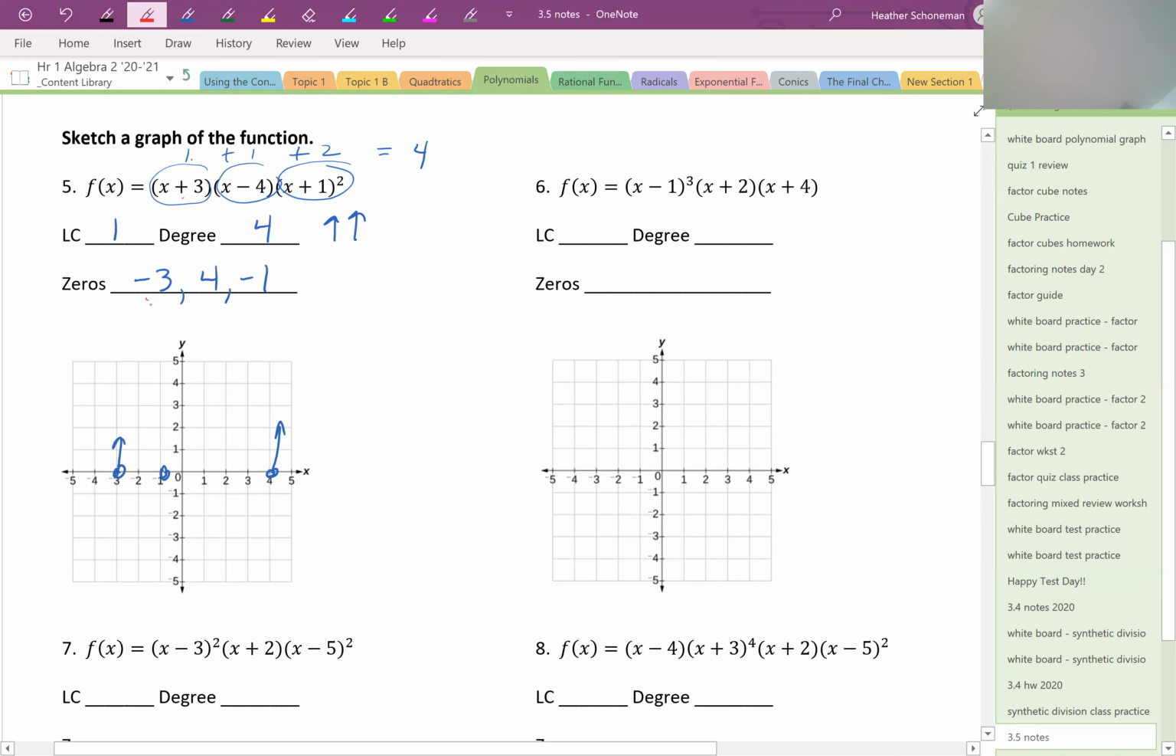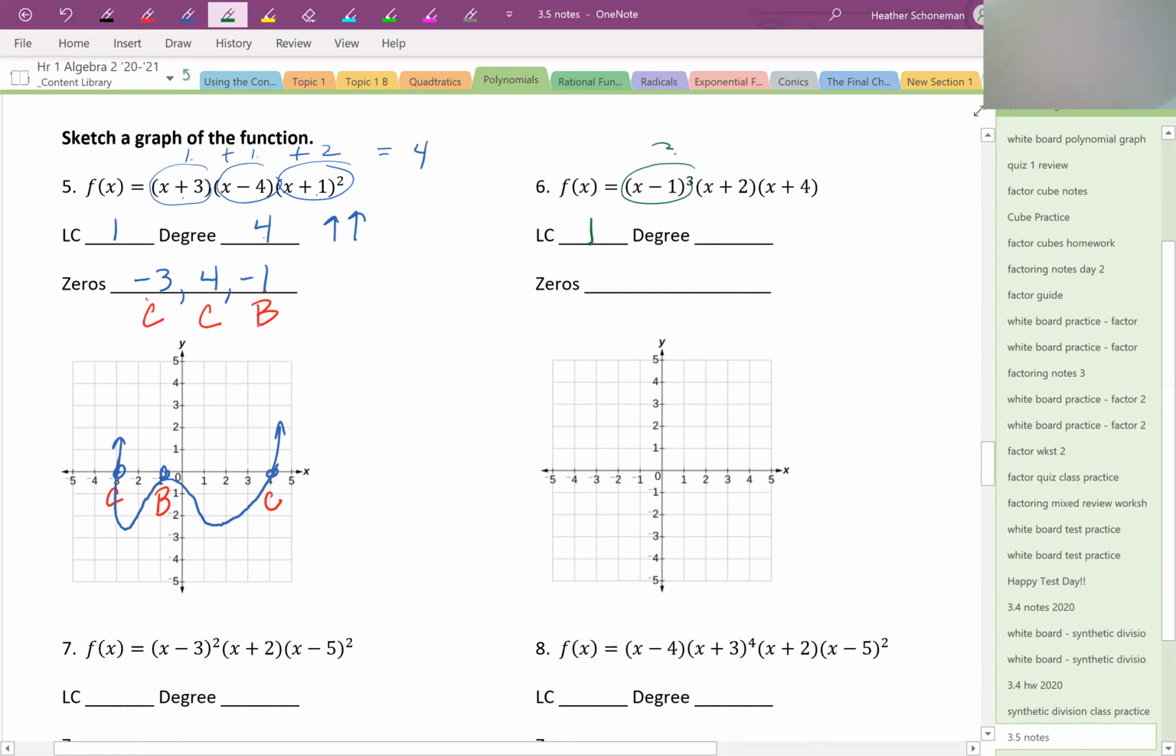-3 occurs 1 time. That's odd. It's crossing at -3. 4 occurs 1 time. That's odd. It's crossing at 4. -1 occurs 2 times. It's going to bounce at -1. So when I draw them in, it's going to cross at -3, bounce off at -1, and then cross at 4. Now the scribble that I'm drawing on here is not part of the graph. I'm just helping you because you're doing this via video, and I think that might help give you a visual of what's happening.